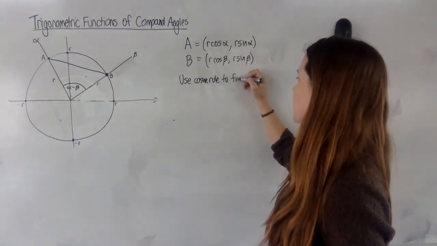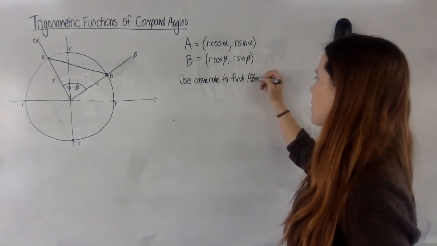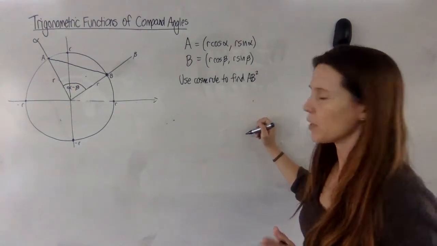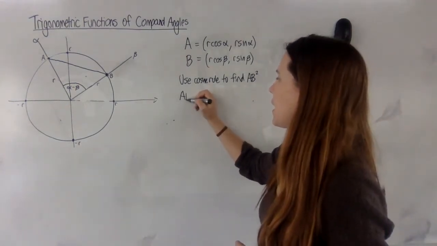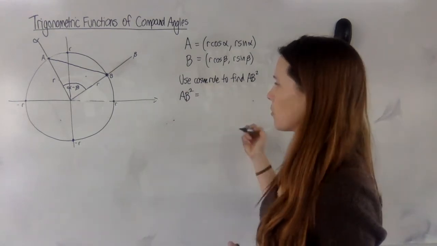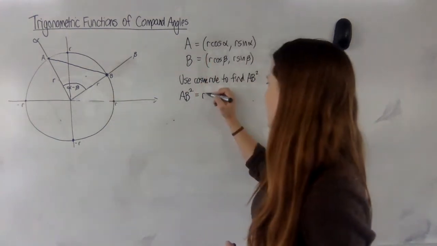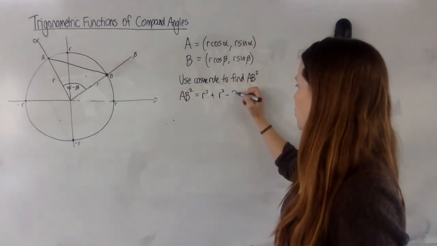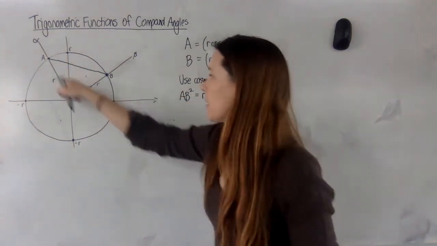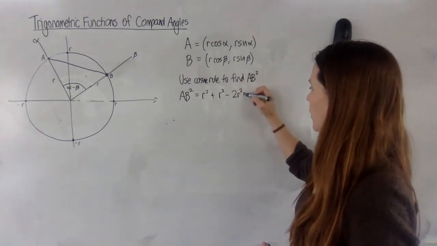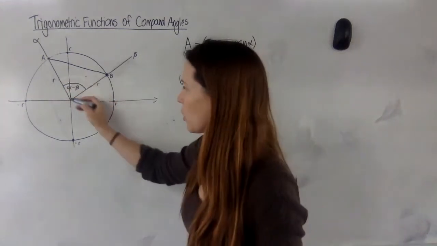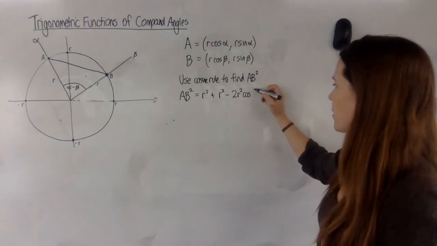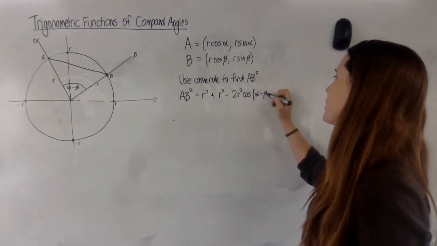To find, let's find not just AB, but AB squared, okay? Because the cosine rule says AB squared is equal to one side squared plus the other side that you know squared minus 2 lots of this side times this side, cos of the angle that's opposite the side we're trying to find. So we want cos of alpha minus beta.